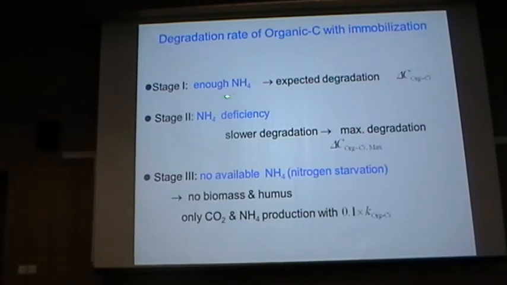Stage one is when the amount of ammonium is enough. The second stage is when the ammonium deficiency starts. In this case, we use the maximum degradation rate. Then in the third stage, almost no available ammonium exists. In this case, we stop the biomass and humus production. Then only carbon dioxide and ammonium are produced with a very small rate coefficient. This stage is sometimes called nitrogen starvation.